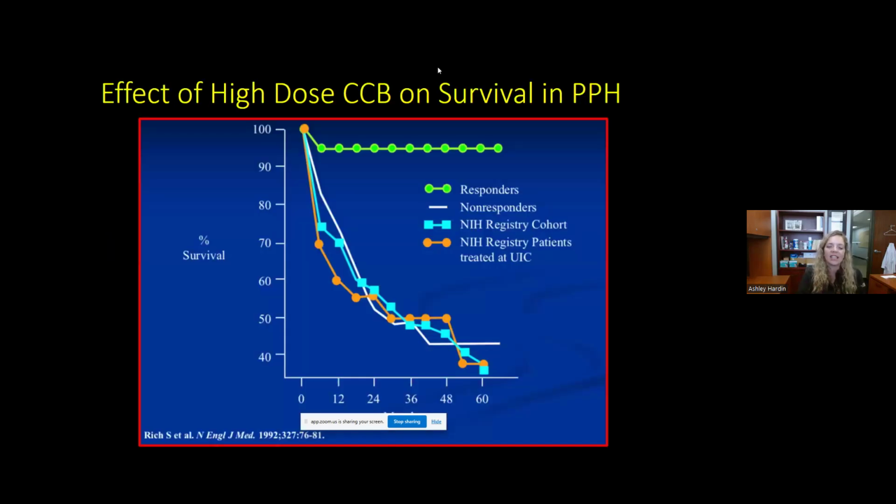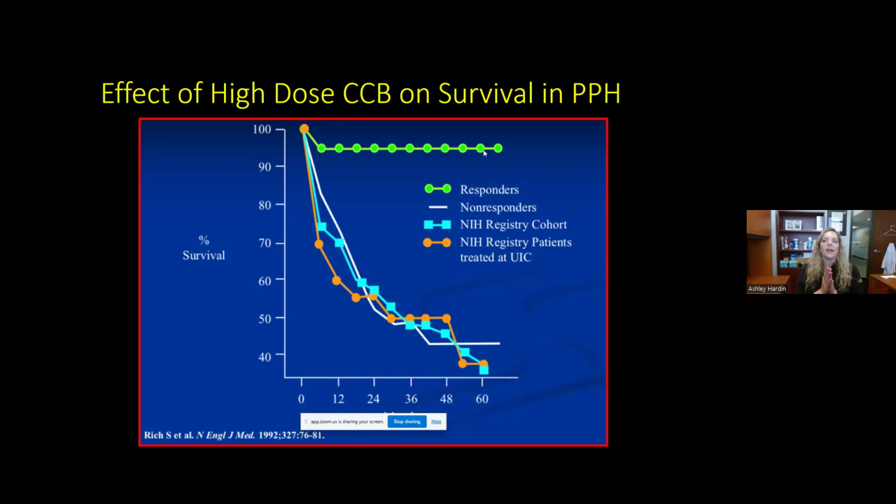Okay, so here's the effect of high dose calcium channel blocker on survival in patients who have primary pulmonary hypertension, or pulmonary arterial hypertension, really idiopathic for the most part. Those who are responders or have a positive vasoreactivity test versus those who do not. So those who had a positive vasoreactivity test are here in green, and their survival was significantly better with calcium channel blocker use than those who were not vasoreactive in this patient population.